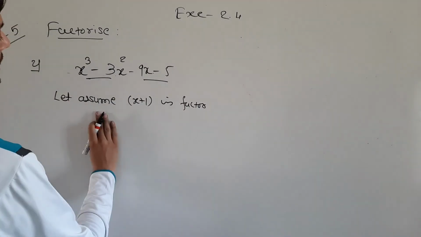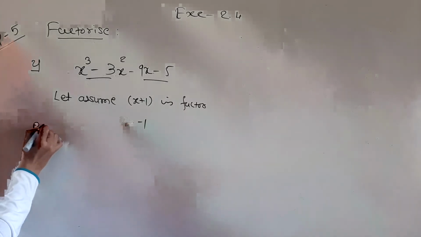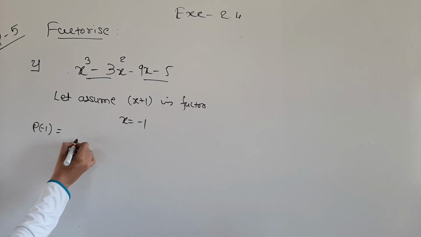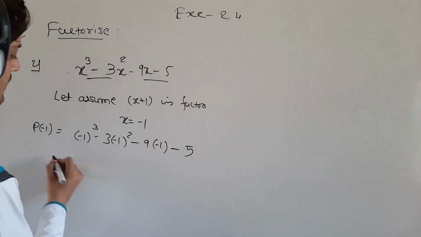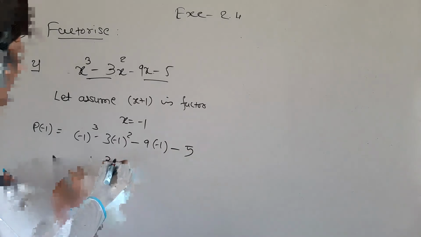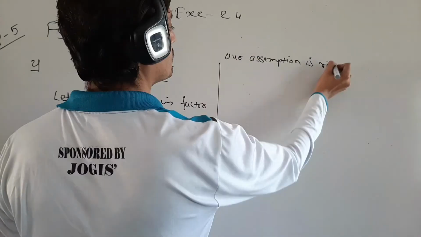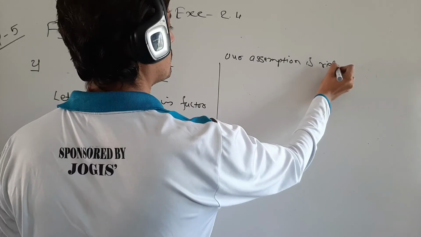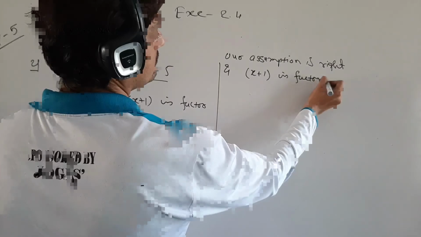Let us assume x plus 1 is a factor, so that x equals minus 1. So now p of minus 1 equals minus 1 cube minus 3 into minus 1 square minus 9 into minus 1 minus 5. So minus 1 cube is minus 1 only, minus 3 into minus 1 square, that is minus 3, and so on. So it is zero, which is right, and x plus 1 is a factor. Okay, so like this we have to do.